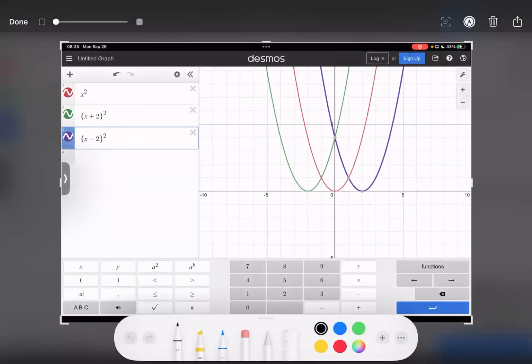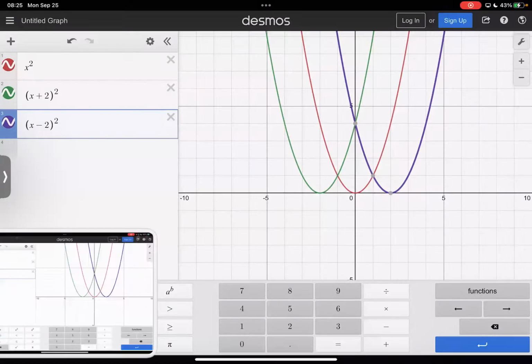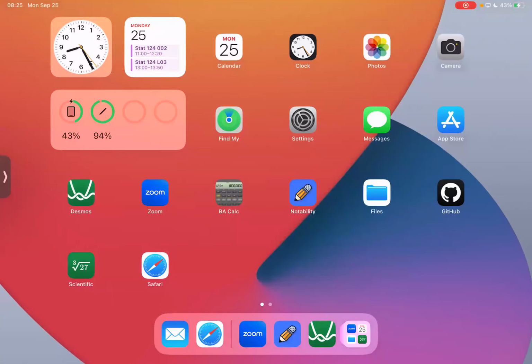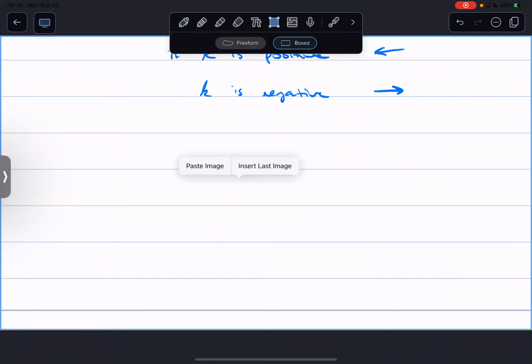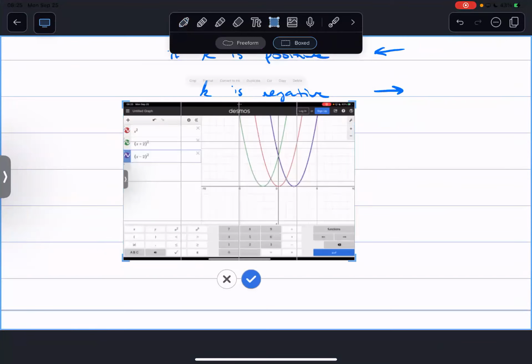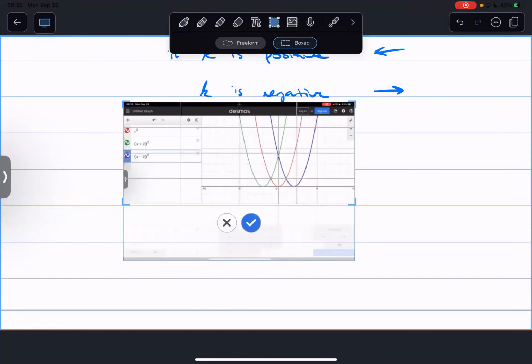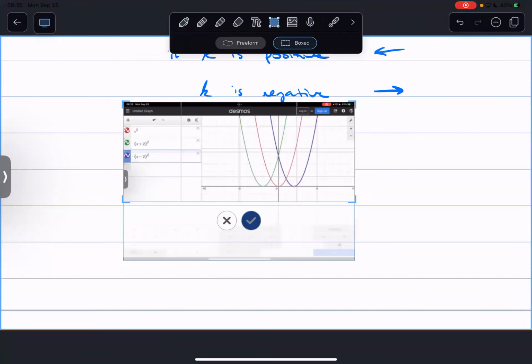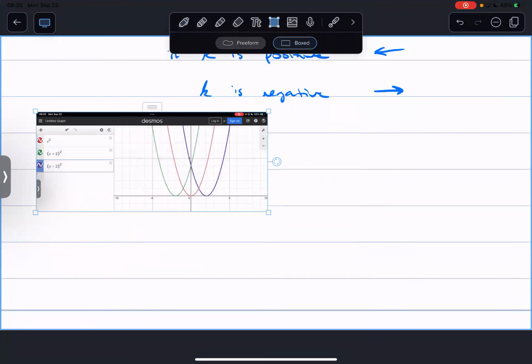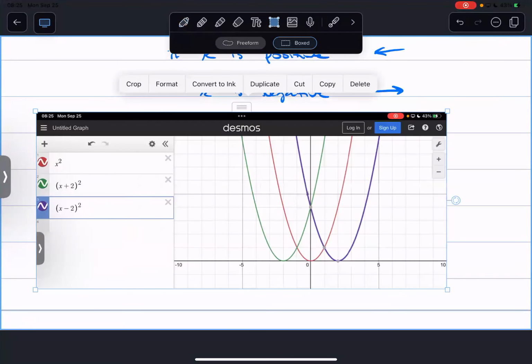So I'm going to screenshot this. Done. My camera roll on my iPad has got to be kind of the most boring camera roll anyone's ever seen.